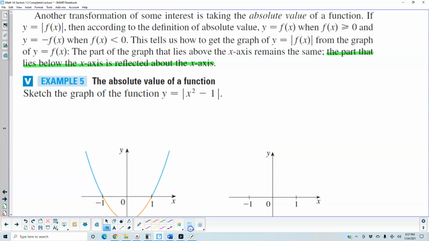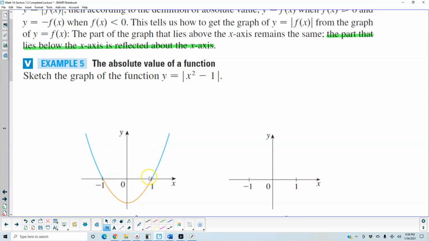So let's take a look at this question. It's saying here the absolute value of a function. Sketch the graph of the function y is equal to x squared minus 1. Now, if we take a look at this graph here, we can see that this represents the standard function of x squared, which is the parabola, and it's minus 1, which means that we shifted it down 1 unit.